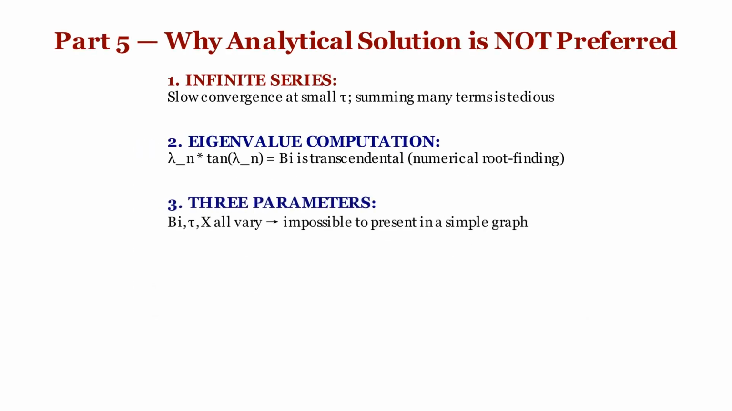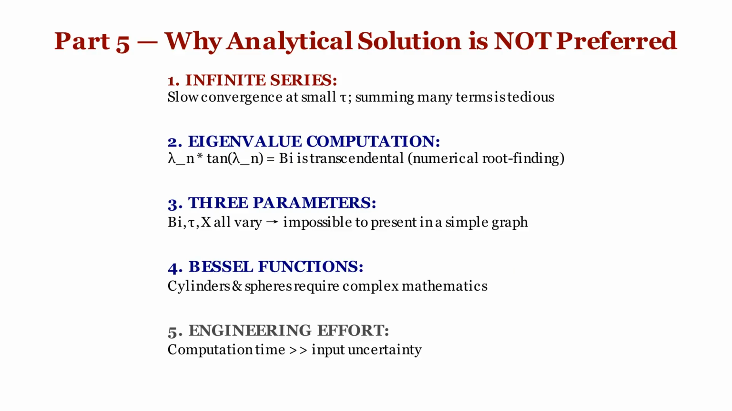Part 5. Why is the analytical solution not the preferred method in practice? First, it is an infinite series, summing many terms is tedious. Second, the eigenvalue equation must be solved numerically per Biot number. Third, it depends on three parameters simultaneously, Bi, tau, and x. Fourth, cylindrical and spherical geometries introduce complex Bessel functions. Fifth, for practical engineering, the computational effort exceeds the accuracy of the input data.